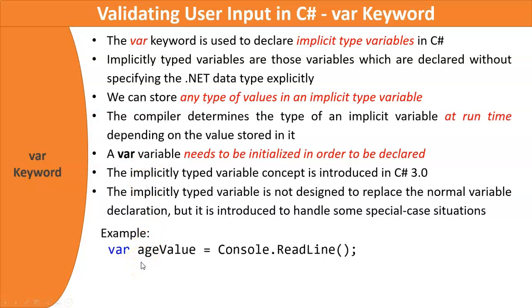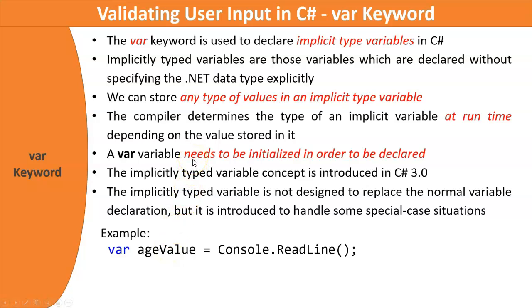If you look into this declaration of an implicit variable, var age value equal console.readline, you will be able to enter any type of data through keyboard, maybe a string value, maybe an integer value, any type of value. That value can be stored into the variable age value because it is declared as var. Var type variable can store any type of value. That is the real meaning of implicit type variable. We are not specifying that I want to store this type of data. No, that is not specified using var type. That's why it can accept any type of data.